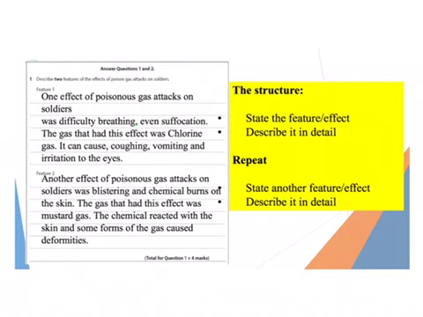This is stating the feature. The next bit is describing the detail. The gas that had this effect was chlorine gas. It can cause coughing, vomiting and irritation to the eyes. You then need to repeat this process for feature 2. Another effect of poisonous gas attacks on soldiers was blistering and burning chemicals on the skin. This is stating another feature. This is our detail. The gas had this effect was mustard gas. The chemical reacted with the skin and some forms of gas caused deformities.